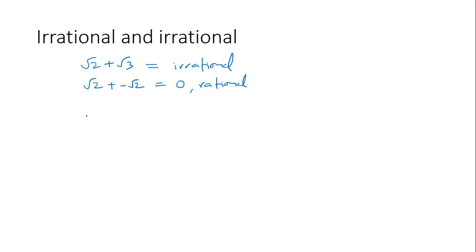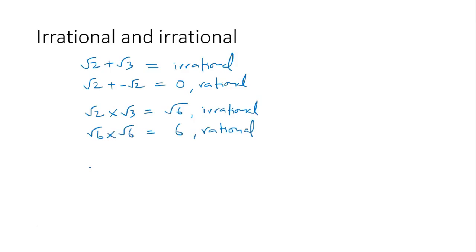If you check for multiplication, root 2 into root 3 is root 6, which is irrational. But root 6 into root 6 is 6, which is rational. Similarly, you can do this for division and subtraction, and depending on the choice of the numbers, you can get either an irrational number or a rational number as your answer.